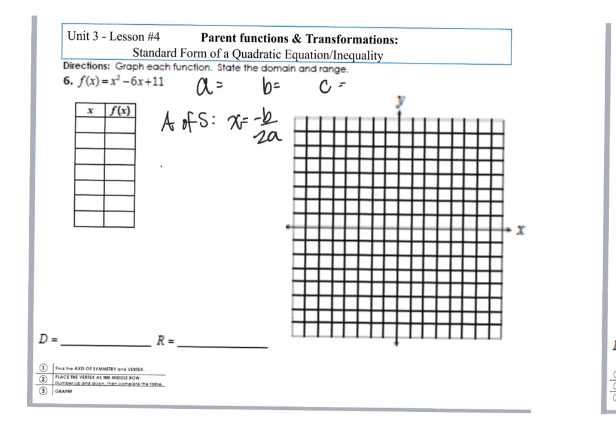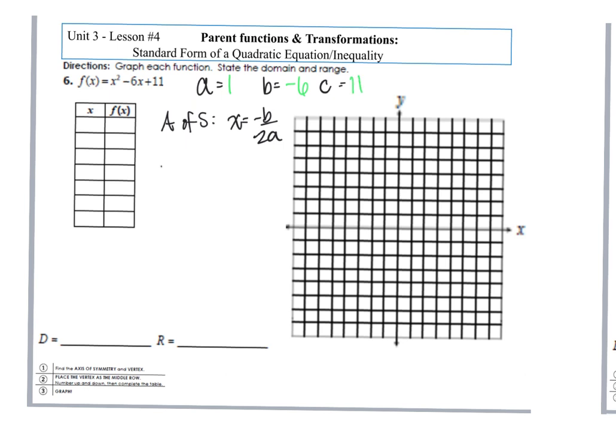Okay, on number 6, we have the function f of x is equal to x squared minus 6x plus 11. I'm going to start by labeling my a, b, and c values. A is the number in front of x squared. I can't see a number, so I know that number would be 1. My coefficient, if it's not there, is 1. B is the number in front of x, so we have negative 6. And c is my constant. That would be 11 from that equation.